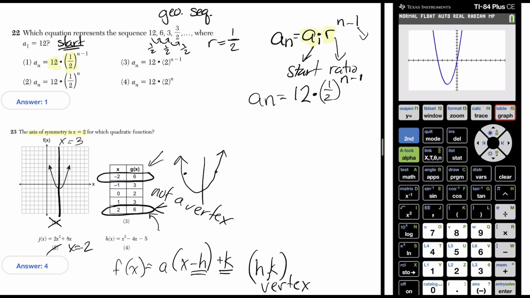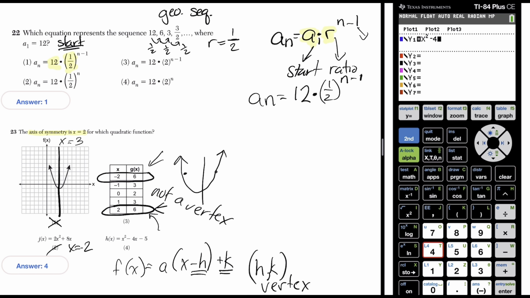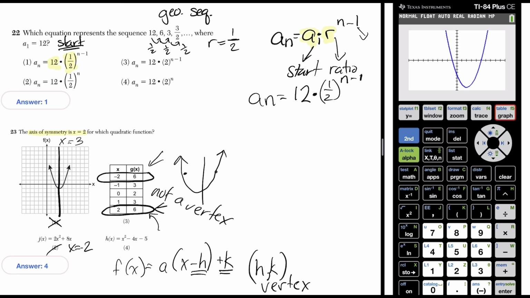So that doesn't work. So now I'm going to go back to my y equals, just clear it off, and I'm going to put my other formula in, x squared minus 4x minus 5. And let's graph it. And here, yep, there's my vertex if you were to trace it. You can see it right around here, and that's where my vertex is, pretty much where x is equal to 2. It's not exact, but I can see it.